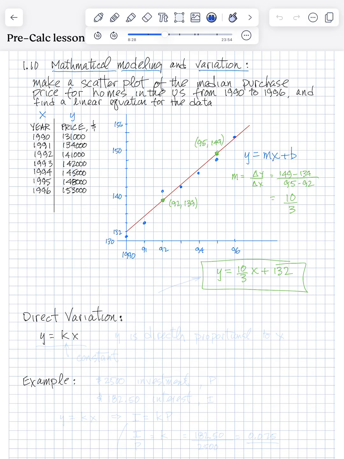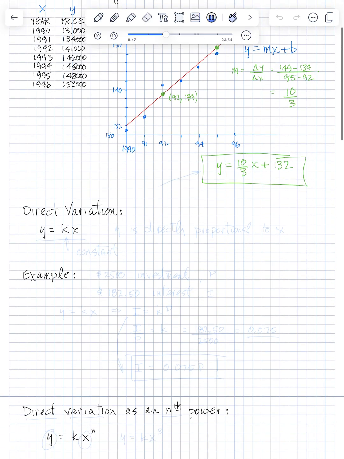We're not going to get too heavily into that. I just wanted to introduce it to you because this is useful for some of the plots that you may be making, like in chemistry. But for now, we'll just leave it at that, and we'll just move on to direct variation.